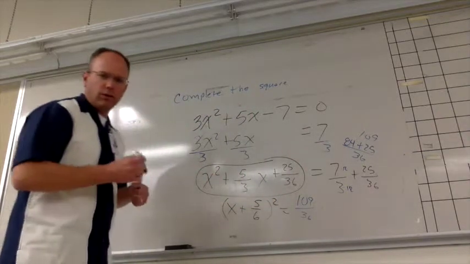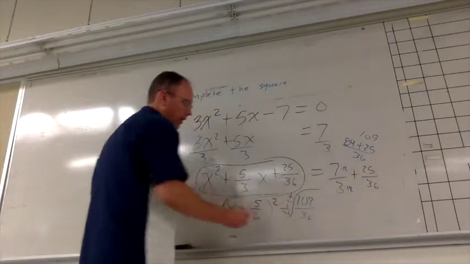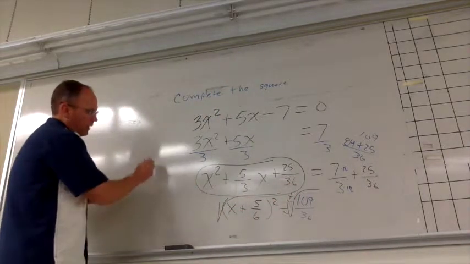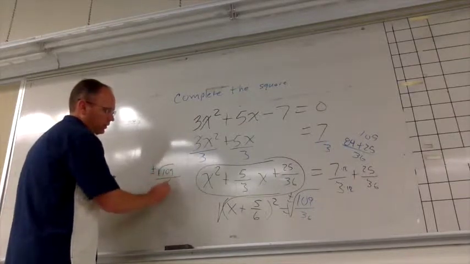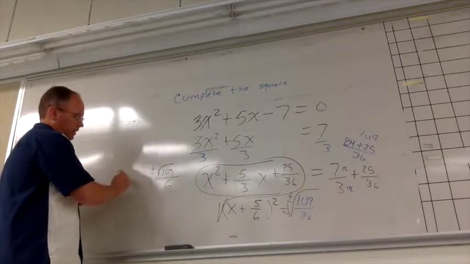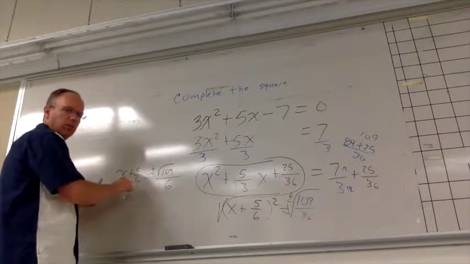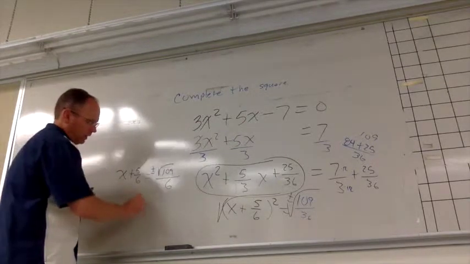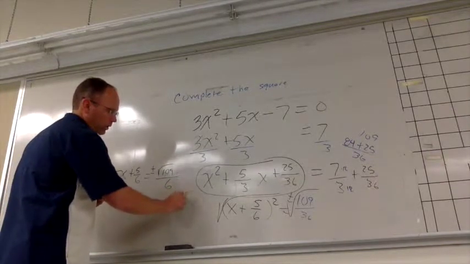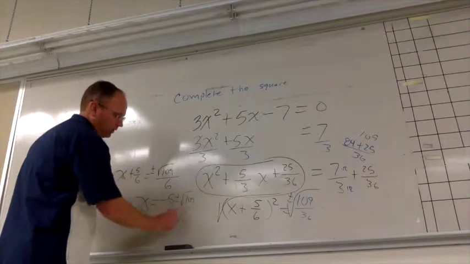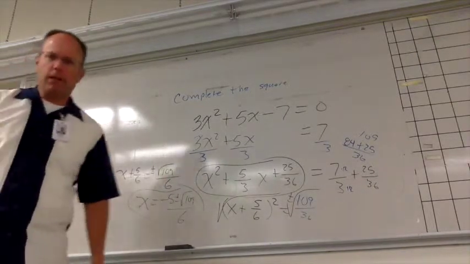You go and solve this now. You're going to take the square root of each side. Remember, you're going to have plus or minus over here. So the square root of 109, I don't know. We're going to leave it as that. But the square root of 36 is 6. So now you're going to have x plus 5 over 6 is equal to this. Bring the 5 over 6 over. So I'm going to get x equals negative 5 plus or minus root 109 all over 6. So I combined the fractions together because they were the same denominator.